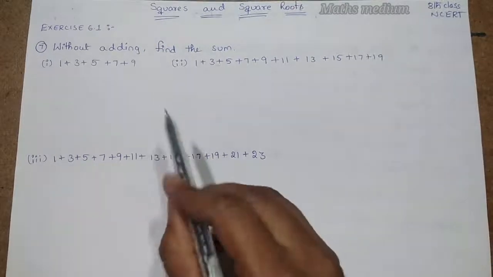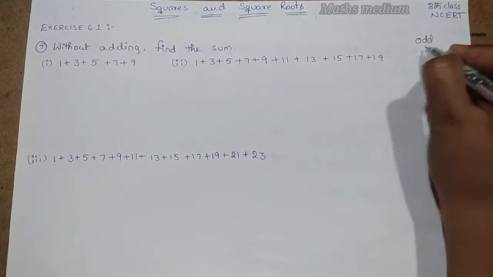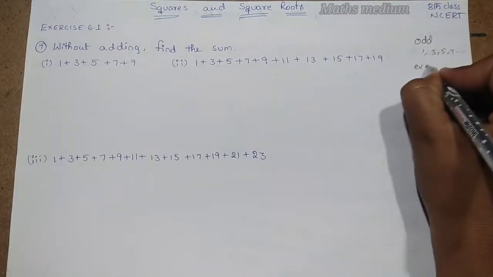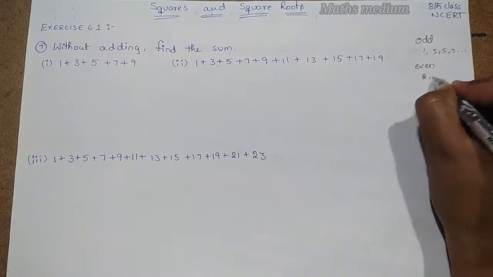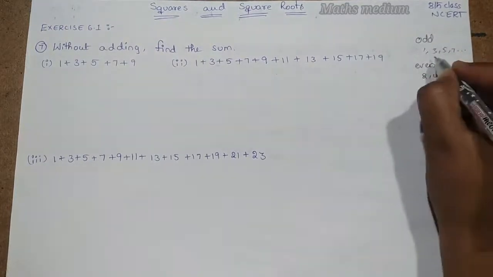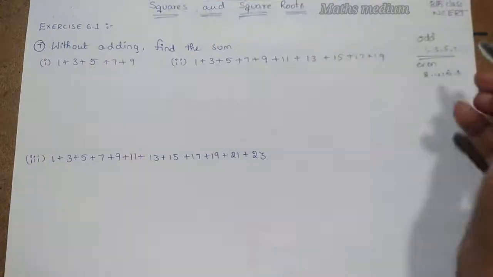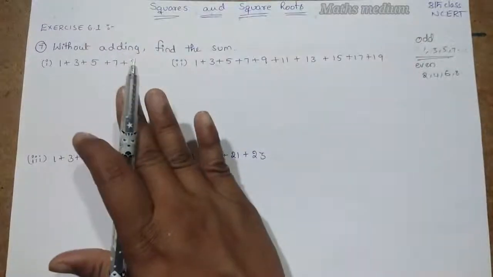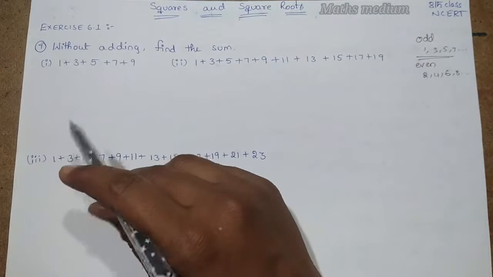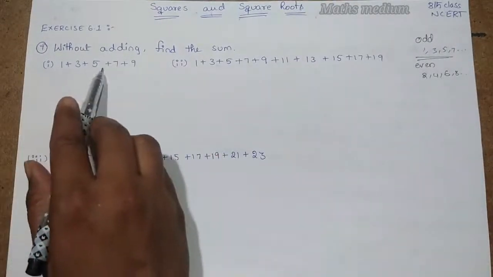In this case, we can see only odd numbers. We know that odd numbers are 1, 3, 5, 7 and so on. Even numbers are 2, 4, 6, 8 and so on. But here, we have only odd numbers 1, 3, 5, 7 and so on. By using addition of odd numbers, we get the square. In earlier sessions, I already explained to you. Check the description box. Now, 1 plus 3 plus 5 plus 7 plus 9.